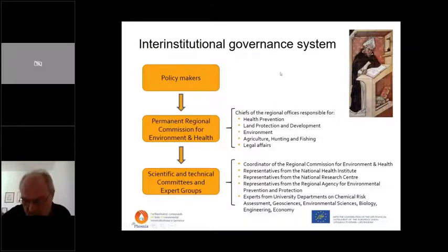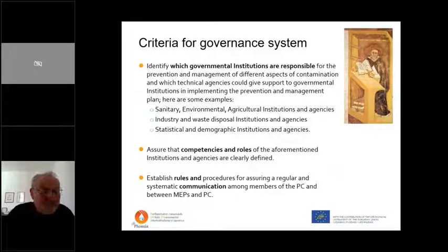Okay. Among the key points of the fundamental condition, one point is very important: the clear identification of which government institutions are responsible for the prevention and management of the different aspects of contamination. And also we have to define which technical agency could give support to a government institution in implementing the prevention and management plan.